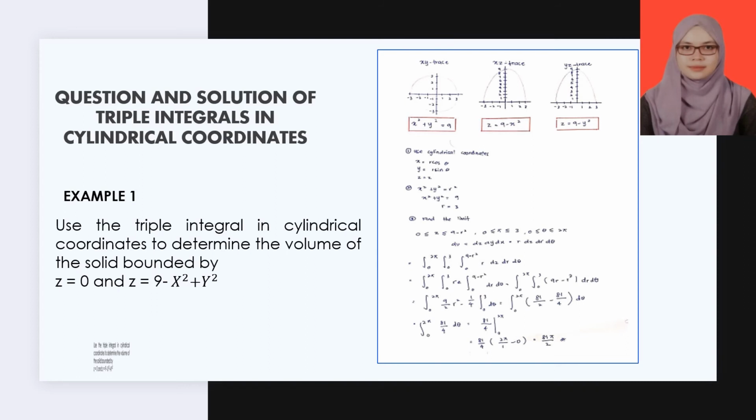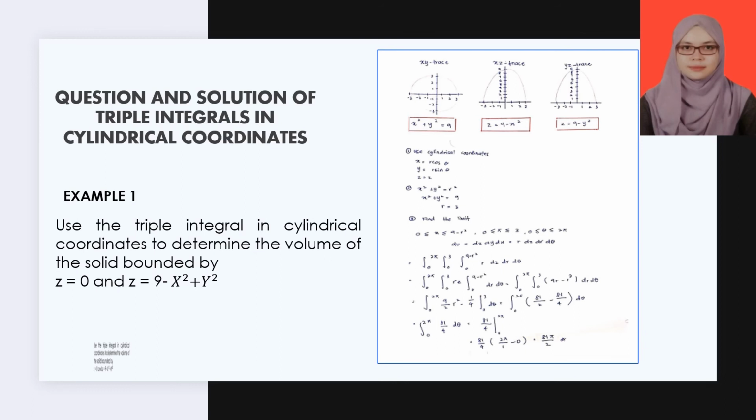After that, we need to integrate theta from 0 to 2 pi, r from 0 to 3, z from 0 to 9 minus r squared, then substitute r dz dr d theta. So the answer is the integral from 0 to 2 pi, from 0 to 3, of r z evaluated from 0 to 9 minus r squared, dr d theta, equal to the integral from 0 to 2 pi, from 0 to 3, of 9r minus r to the power of 3, dr d theta.